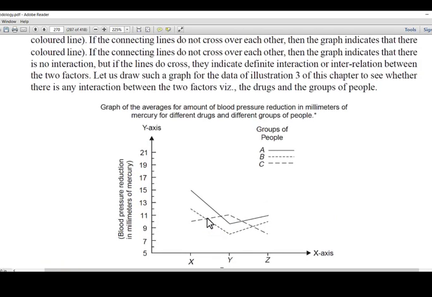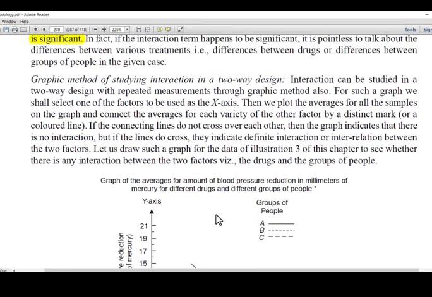What we can conclude is, if the connecting lines do not cross over each other, then the graph indicates that there is no interaction. But if the lines do cross, which is the case now, they indicate definite interaction or interrelation between the two factors. This is the conclusion which we can make.